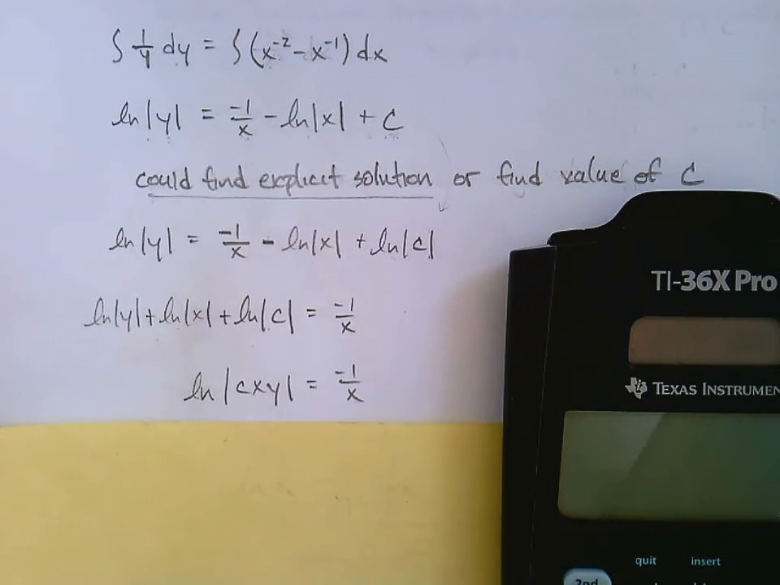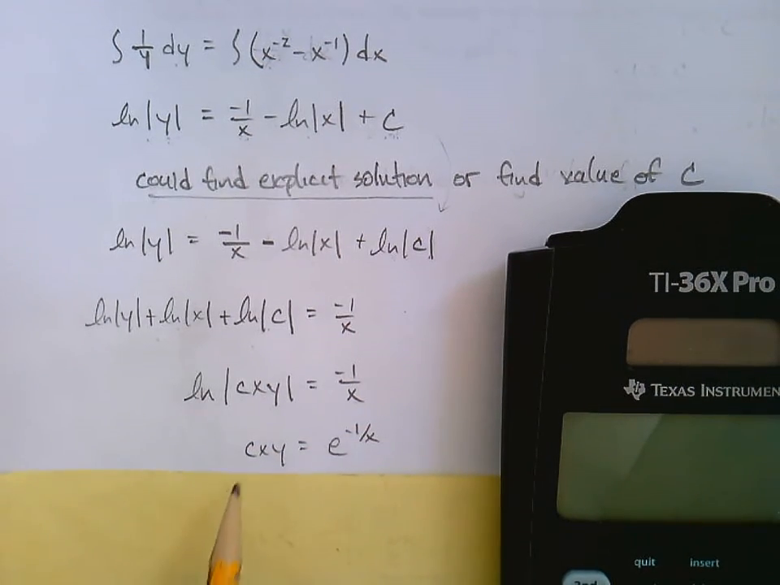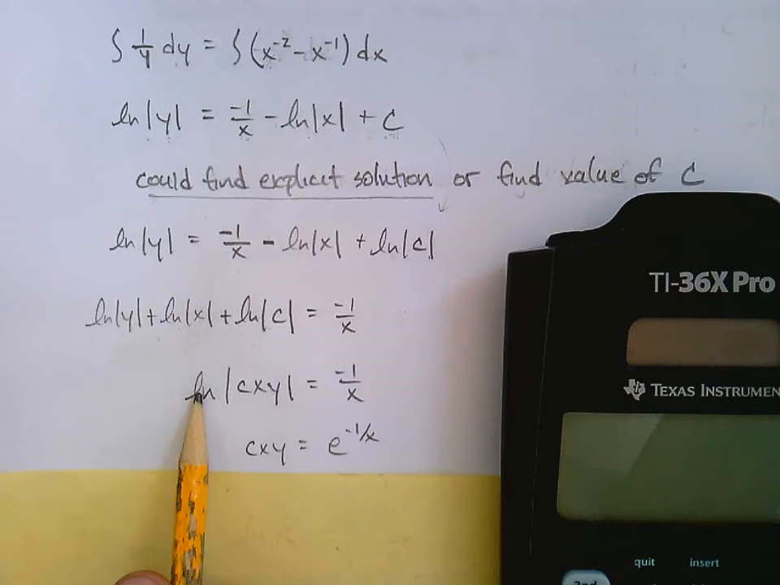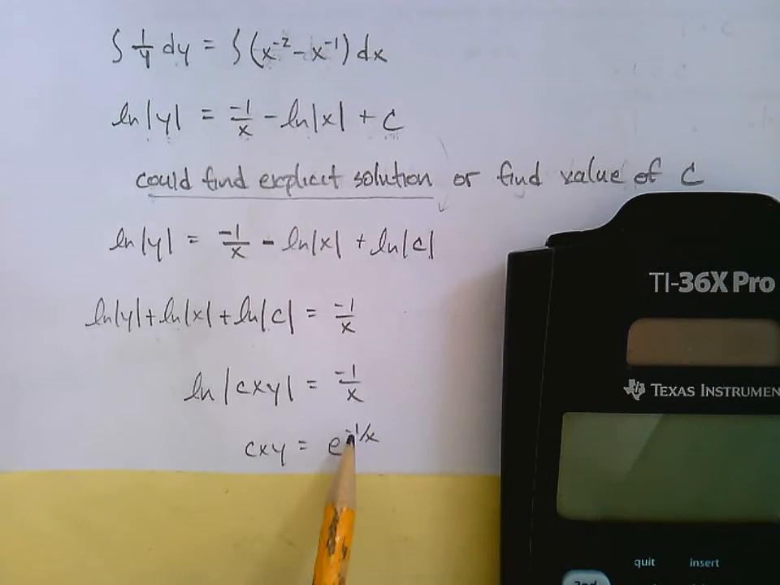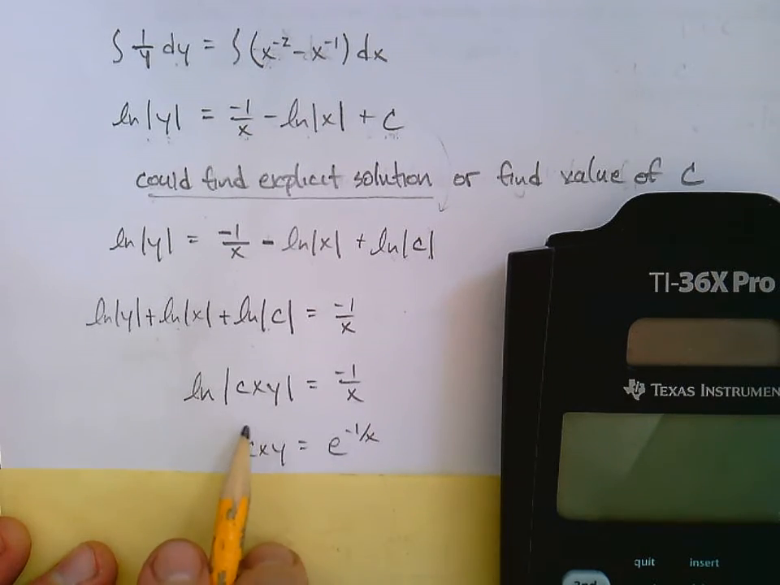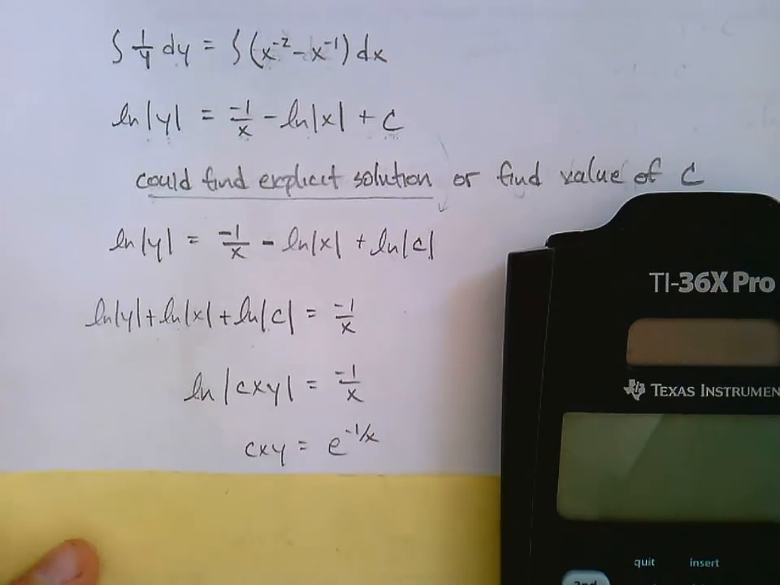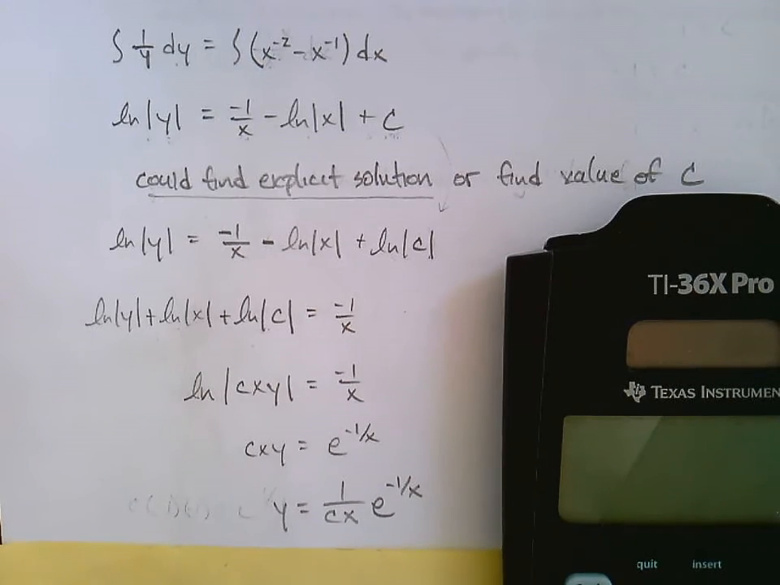Okay, and now here's where we want to put both sides in the power of e. So the e, obviously on the left, cancels the natural log, and on the right we get e to the negative 1 over x. And finally, all we've got to do is divide by cx, and we've got the y by itself. That is really cool. y equals 1 over cx, e to the negative 1 over x. And we have found an explicit solution.